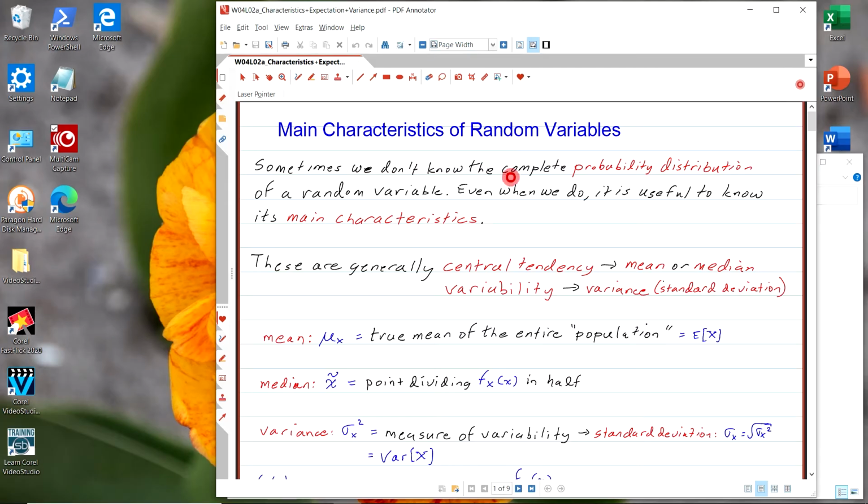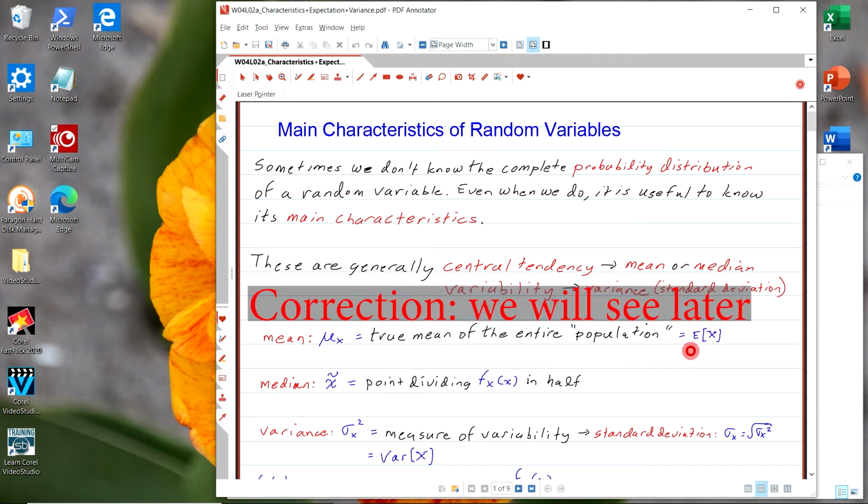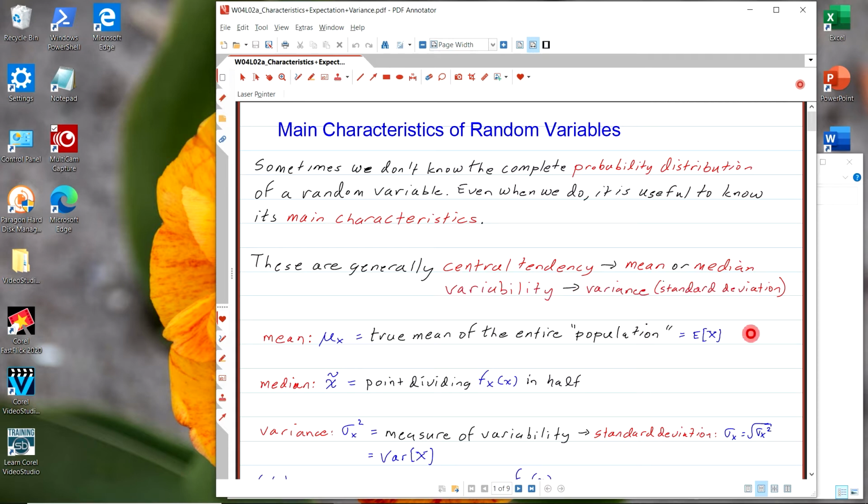Okay, so the main characteristics of random variables are generally going to be the central tendency, which is the mean or the median, and then measures of variability, which we're going to stick to variance, or standard deviation, which is the square root of variance. So the mean we're going to call mu sub x, so the Greek letter m is mu, and this is the true mean of the entire population. And we saw earlier that this is computed by taking the expected value of x. And the expected value of x is the sum of all possible values weighted by the probability of their taking place.